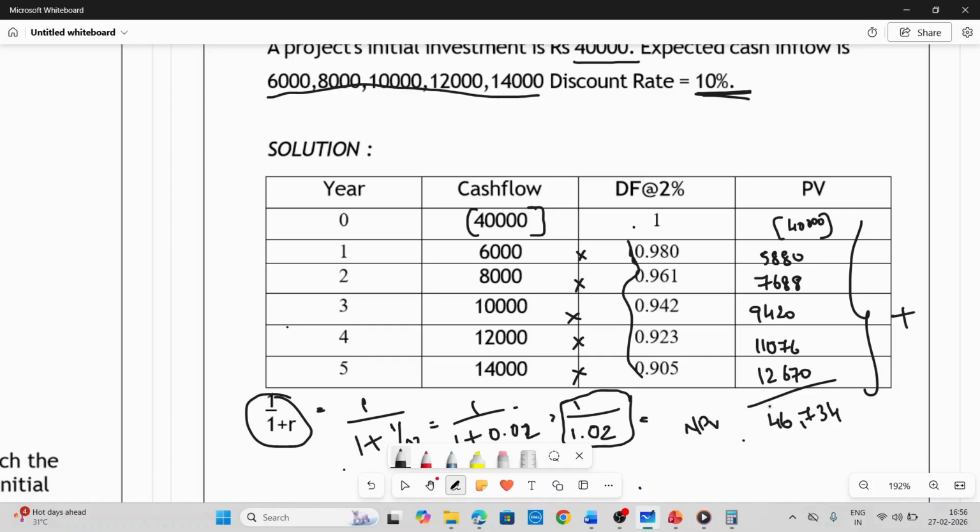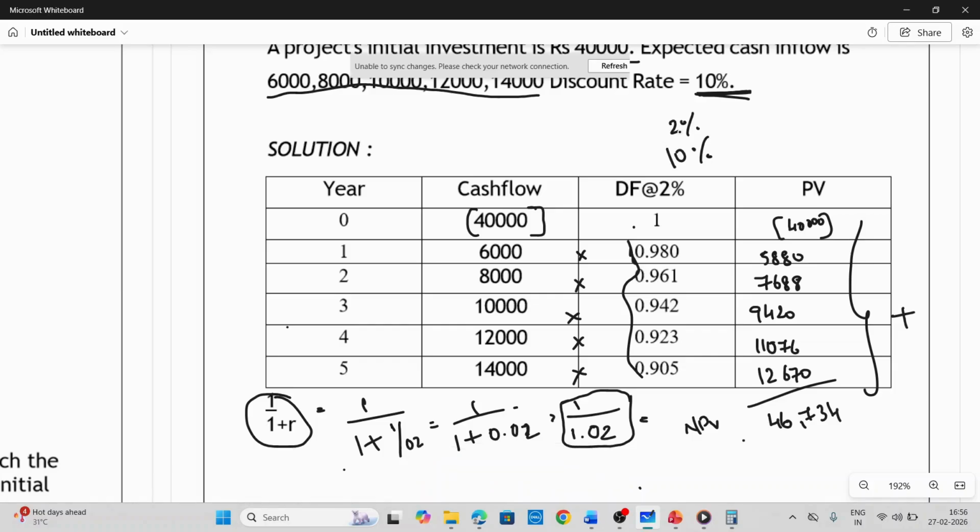Now let's calculate NPV for the greater rate. As I said, you have to calculate the NPV for two interest rates: our first interest rate was 2% and the next interest rate is 10%. So we have calculated for 2%. Now let's calculate it for 10%.